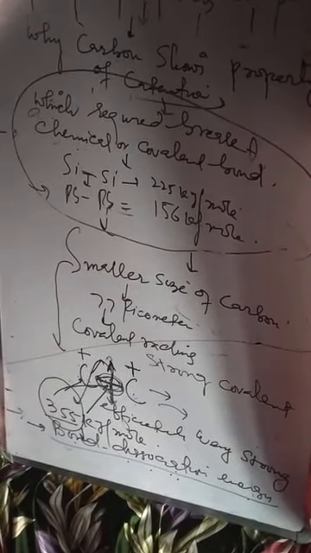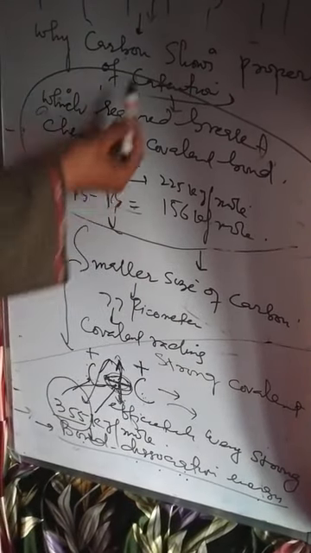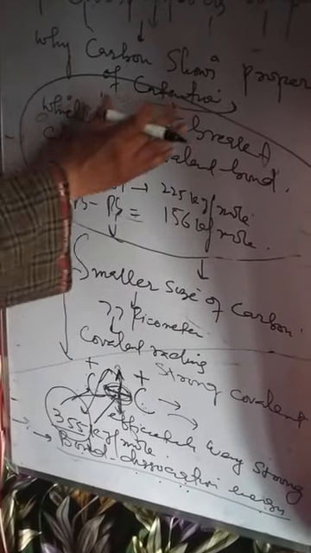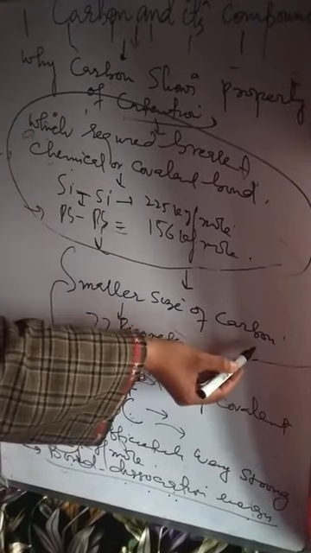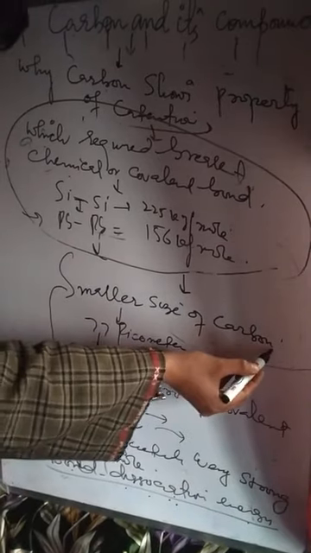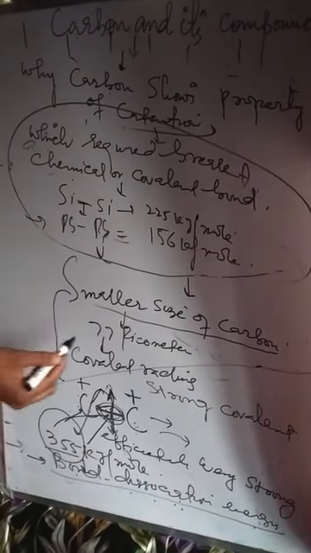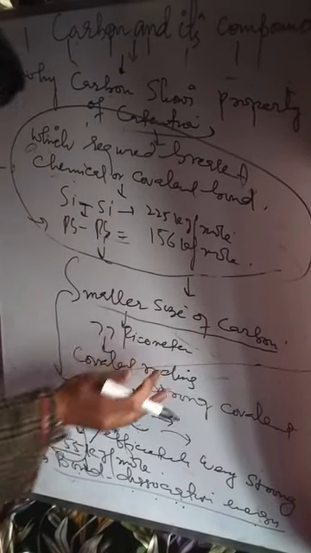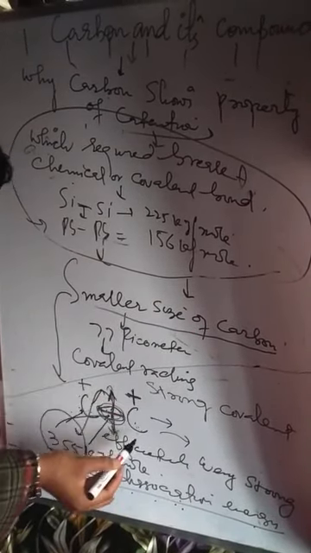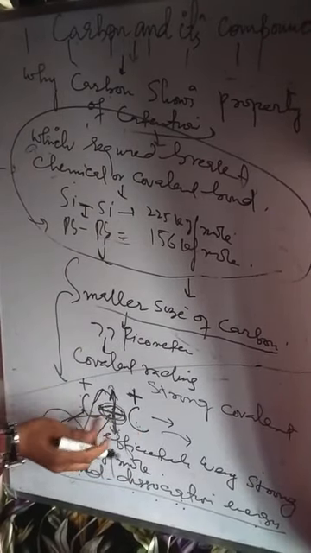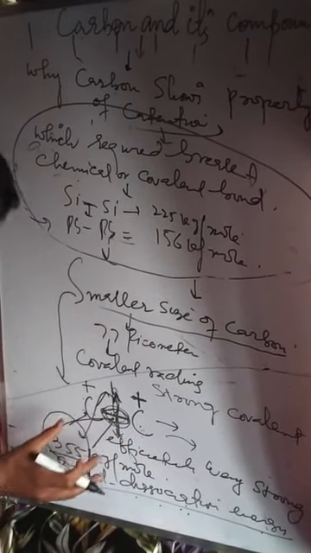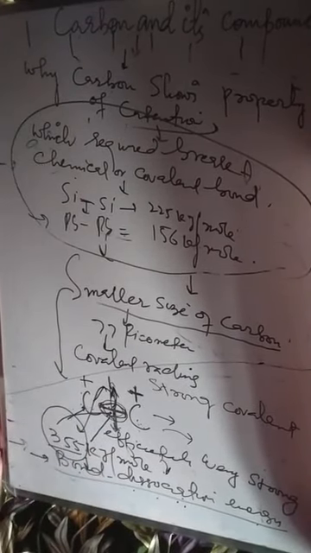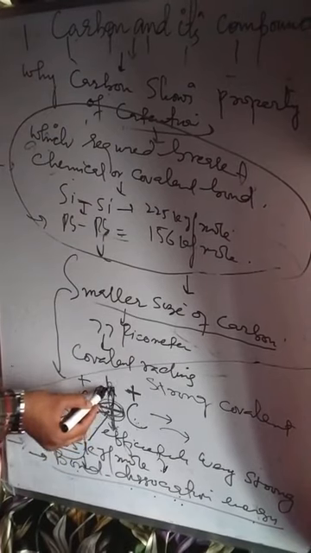Let me recapitulate: why does carbon show the property of catenation? It's because of the ability of carbon to form strong bonds. Why does carbon form strong bonds? Because of the smaller size of carbon, having size equal to 77 picometers. The moment its size is very small, the nuclei of the carbon atoms hold the shared pair of electrons very closely and very strongly, resulting in the formation of strong covalent bonds. And these strong covalent bonds are not easily broken.